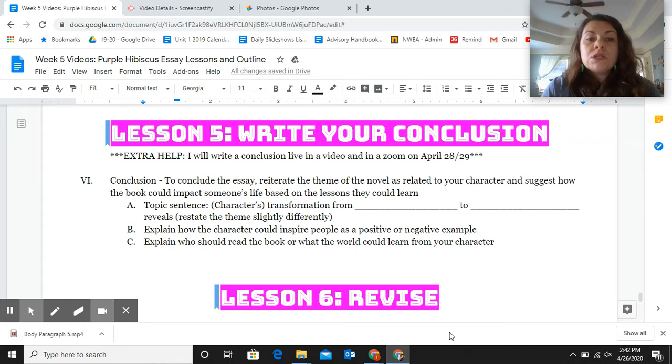So, how do you write a conclusion? Well, just like the introduction was three sentences, your conclusion can be three sentences, meaning your conclusion can be as easy as one, two, three. So let's get started.